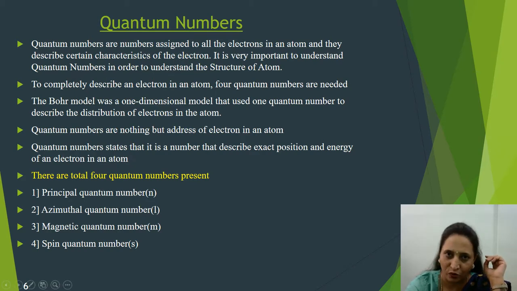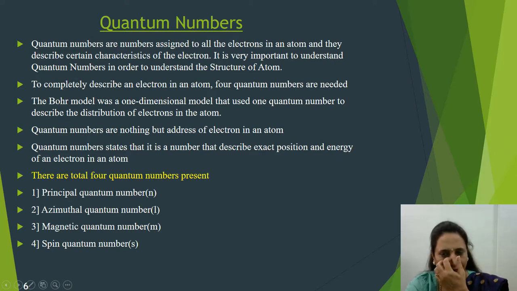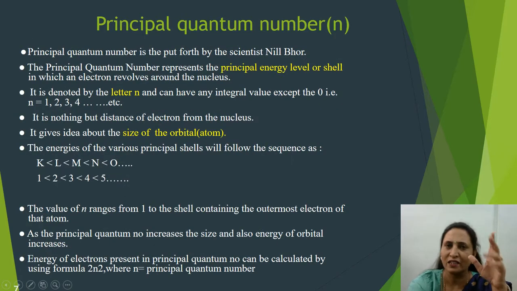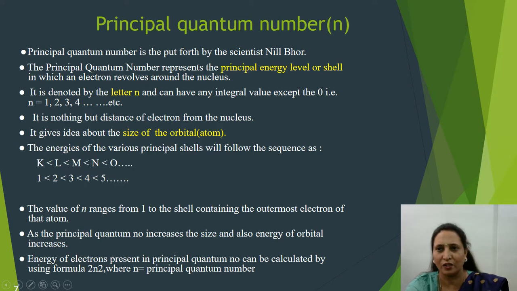Now there are a total of 4 quantum numbers: principal quantum number, azimuthal quantum number, magnetic quantum number, and spin quantum number. Now let's see the first quantum number, that is the principal quantum number. This quantum number is denoted by the small letter n, put forward by the scientist Niels Bohr.